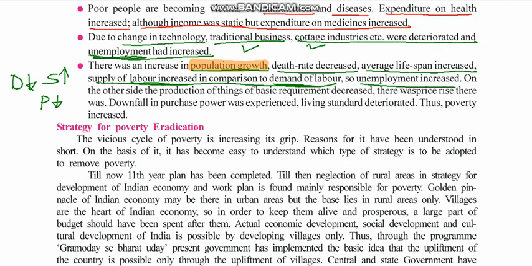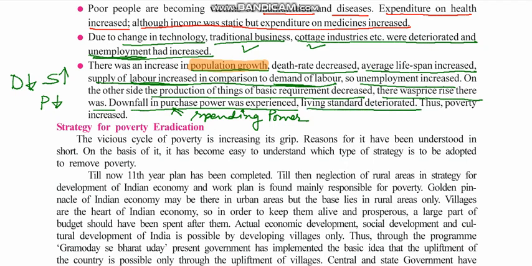On the other side, the production of things of basic requirement decreased. Production decreased, price rise was there, and a downfall in purchasing power was experienced. Purchasing power means spending tendency. Spending power was decreased. Living standard deteriorated. As they don't have the money, they will not spend money on other things, and due to that the living standard deteriorated. Deteriorated means decreased or became bad. Thus, poverty increased.